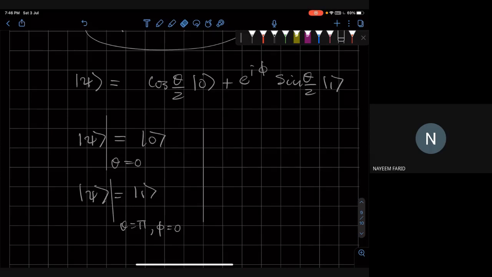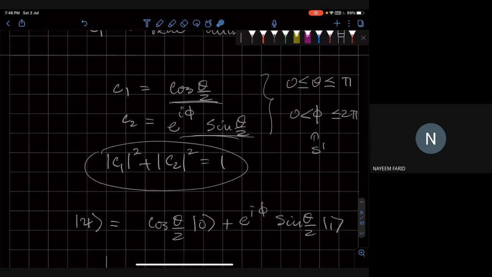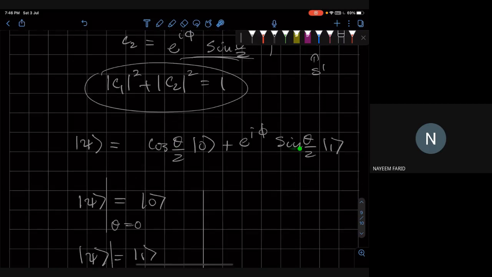The most general qubit state can be written like this. Yes, sir. The choice of half here is kind of arbitrary. If you change the choice of half here, these ranges will change. The choice of half here has to do with something that is coming up.